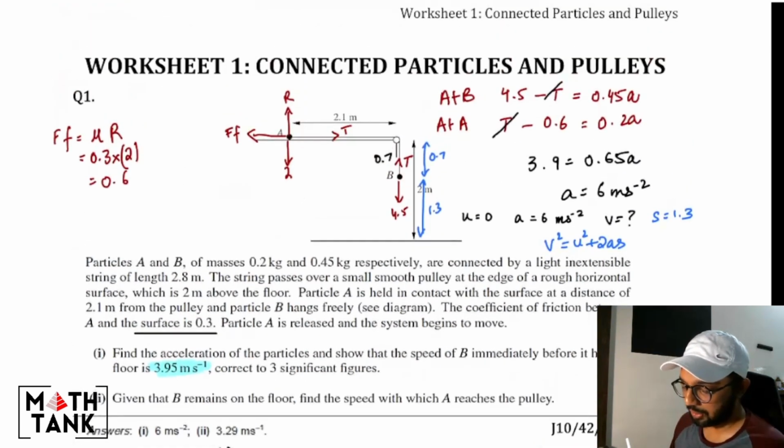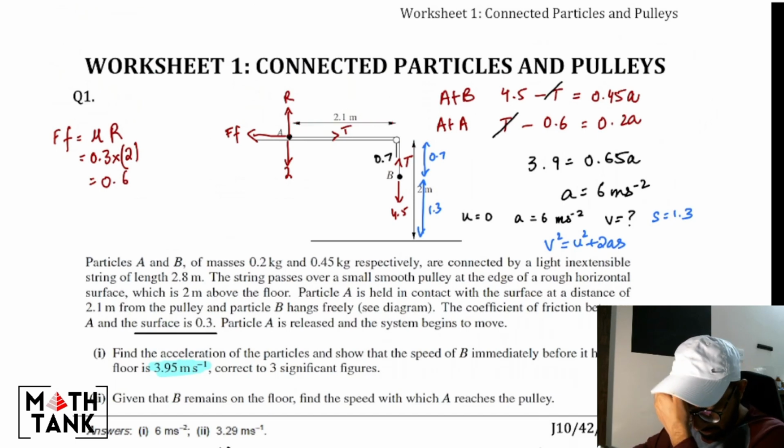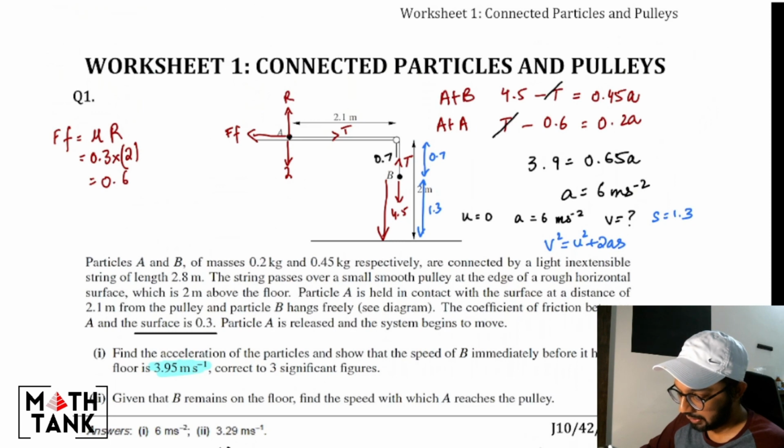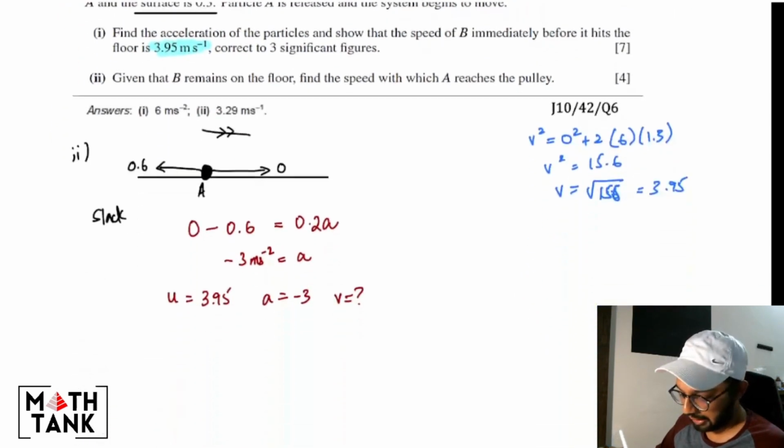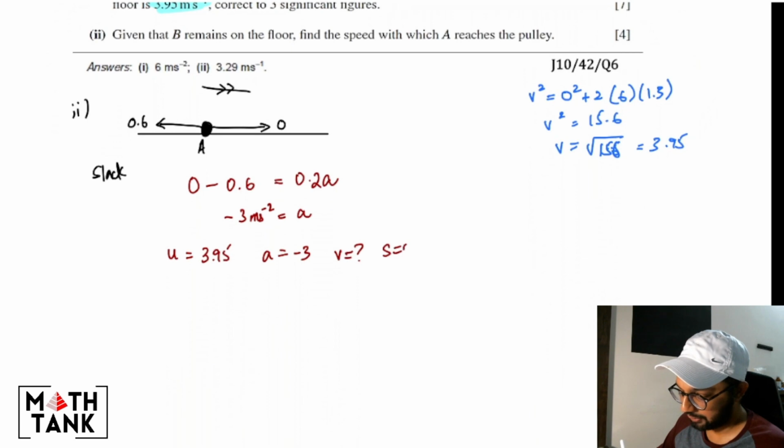Let's see in the question what we know. This distance was 2.1 meters. Now when this distance was 2.1 meters, it certainly moved forward a little bit. How much forward did it move? The distance that B went to the ground, so that was 1.3. So the remaining distance must be 2.1 minus 1.3, which is 0.8. So s equals 0.8.